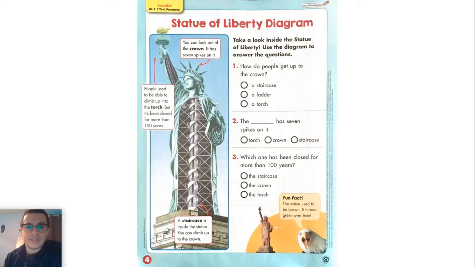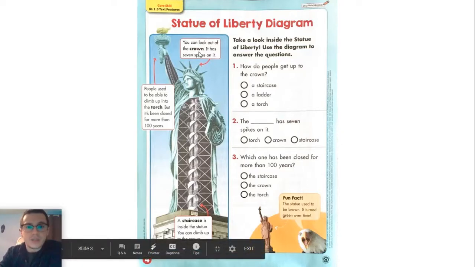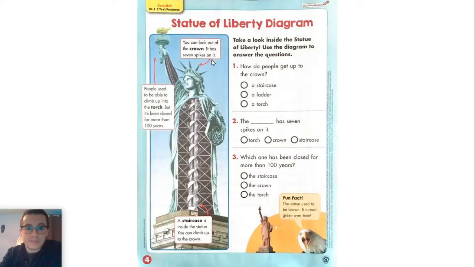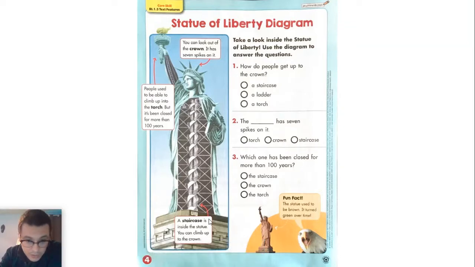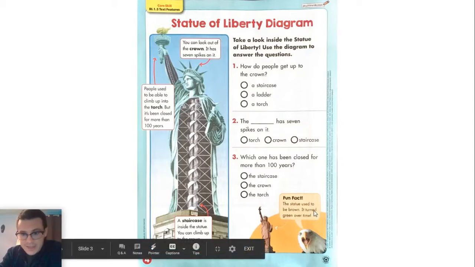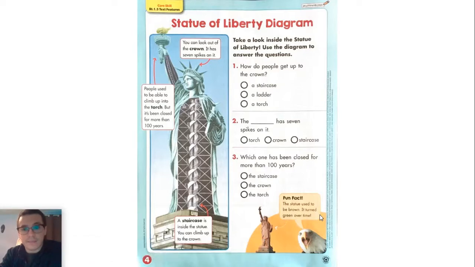Statue of Liberty diagram. You can look out of the crown. It has 7 spikes on it. People used to be able to climb up into the torch, but it's been closed for more than 100 years. A staircase is inside the statue. You can climb up to the crown. Fun fact, the statue used to be brown. It turned green over time. Oh man.